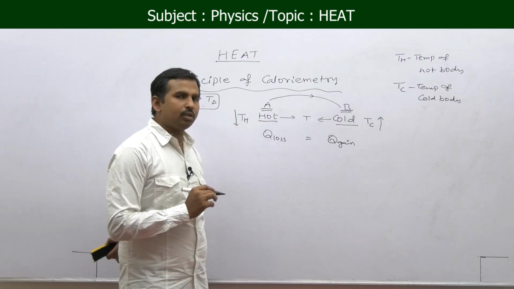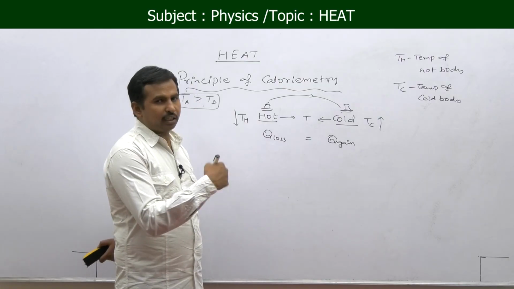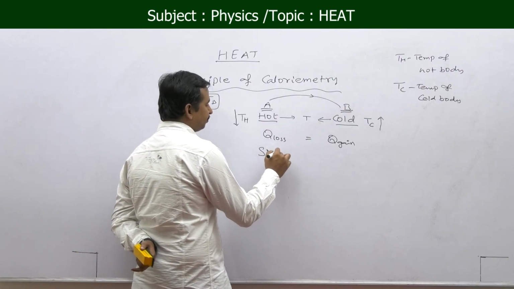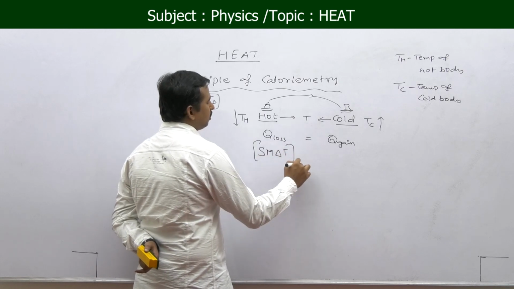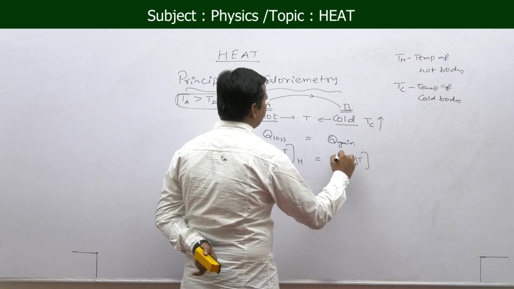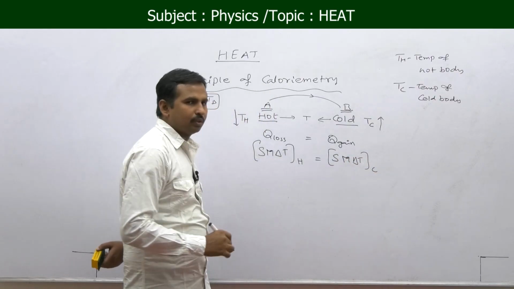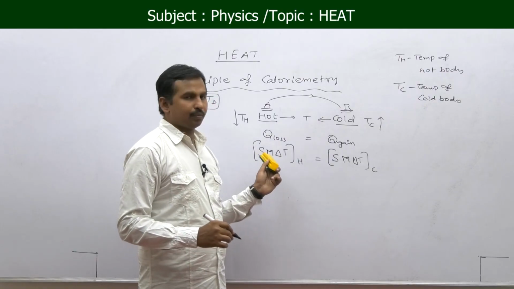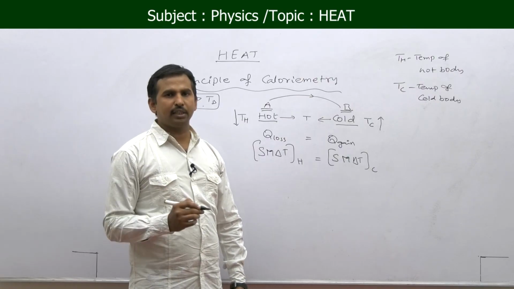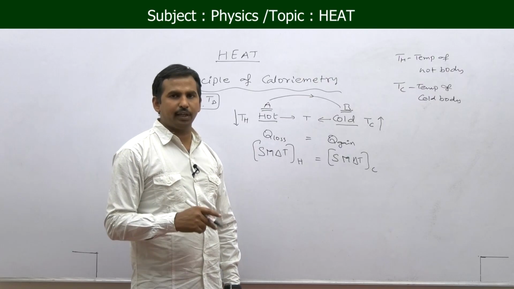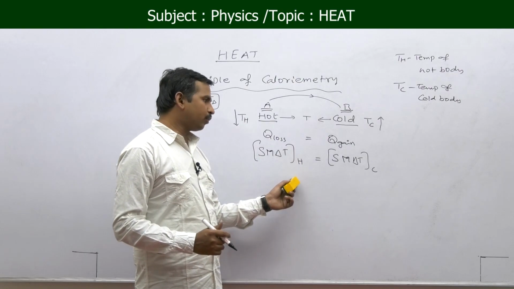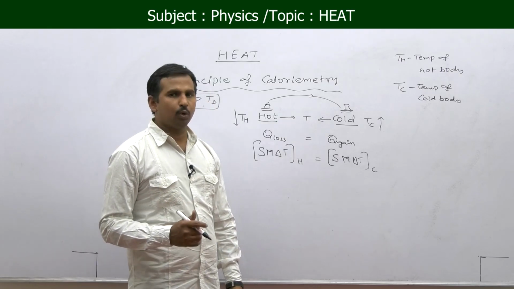Okay. Then as Q loss is equal to Q gain, whatever heat energy is lost by the hot body, let it be S m delta T, S m delta T. This is for the hot body. And Q gain, which is S m delta T, for the cold body. Okay. And remember, in this example we are not taking any change of states. Change of states we will see later. Okay. Without change of state, we will see only the change of temperatures here. Okay. Then S m delta T of the hot body is equal to S m delta T of the cold body.